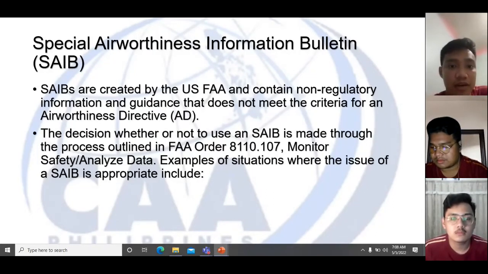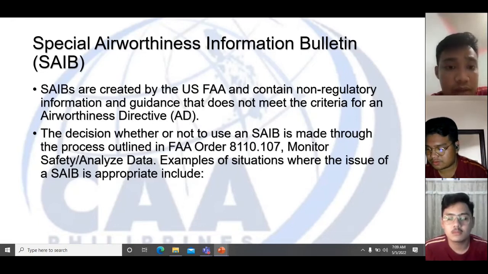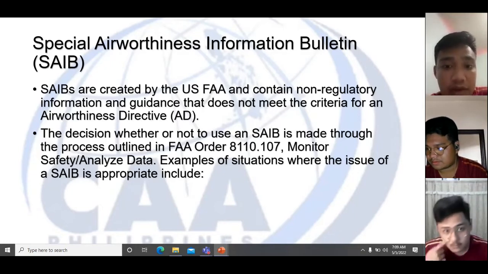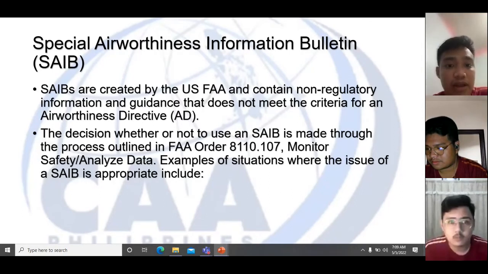Special Airworthiness Information Bulletins are created by the US FAA and contain non-regulatory information and guidance that does not meet the criteria for an airworthiness directive. The decision whether or not to use a SAIB is made through the process outlined in FAA Order 8110.107, Monitor Safety, Analyze Data.